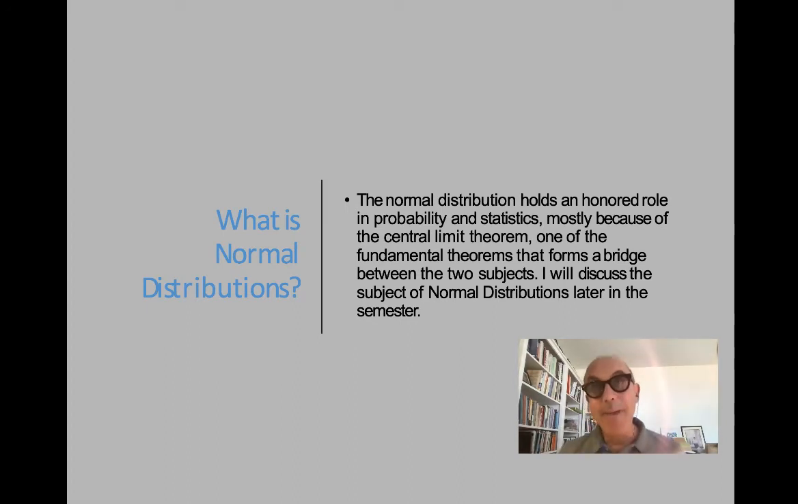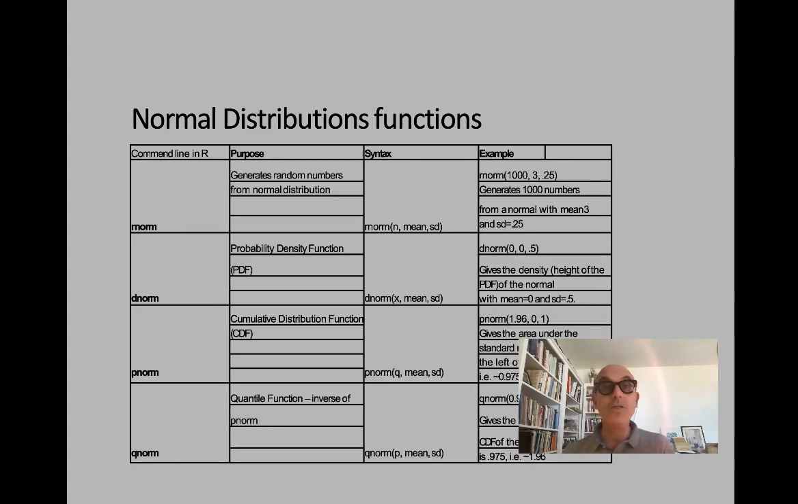Let's talk about basic terminology. And again, in this statistical class, we're going to talk about the normal distribution. The normal distribution holds a central role in probability and statistics, mostly because of its central limit theorem, one of the basic foundations that bridges the two subjects. I will discuss the normal distribution in the next module.